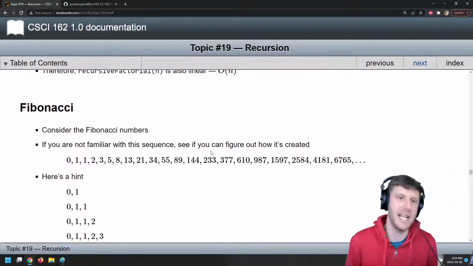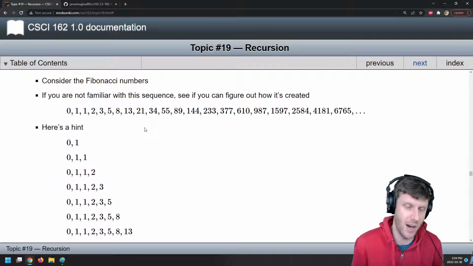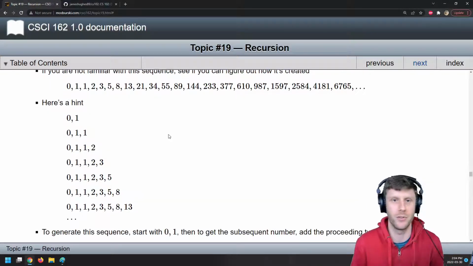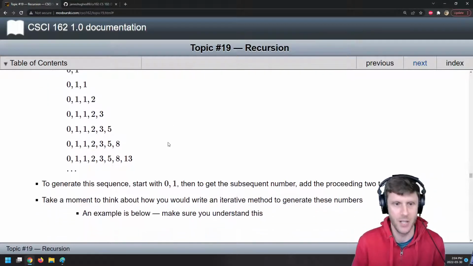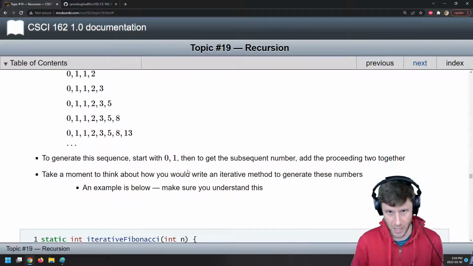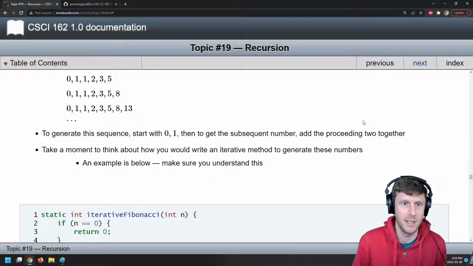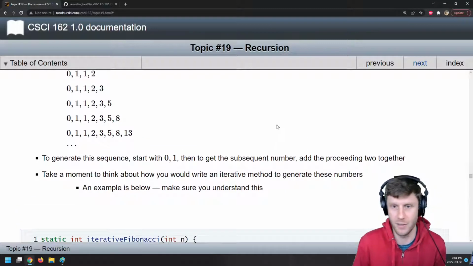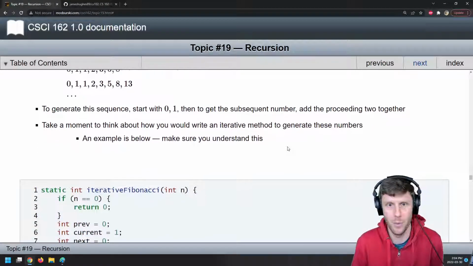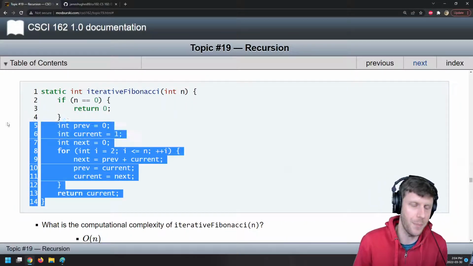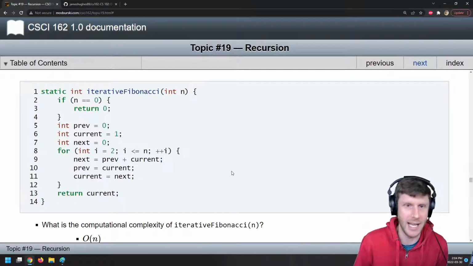It's a really interesting sequence of numbers that has a lot of importance, but we're just going to talk about it for the sake of recursion. So to generate the sequence, start with 0, 1. Then to get the subsequent numbers, add the preceding two together. Take a moment to think about how you would write this iteratively to generate these numbers. An example is below, but make sure you understand this. We won't really have time, so we'll pick up here again on Friday, I guess.